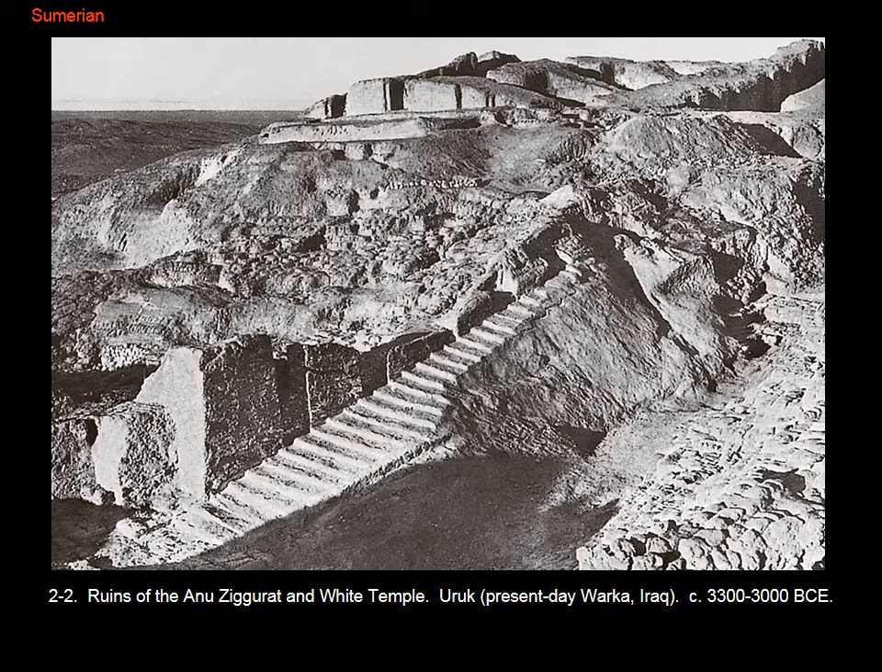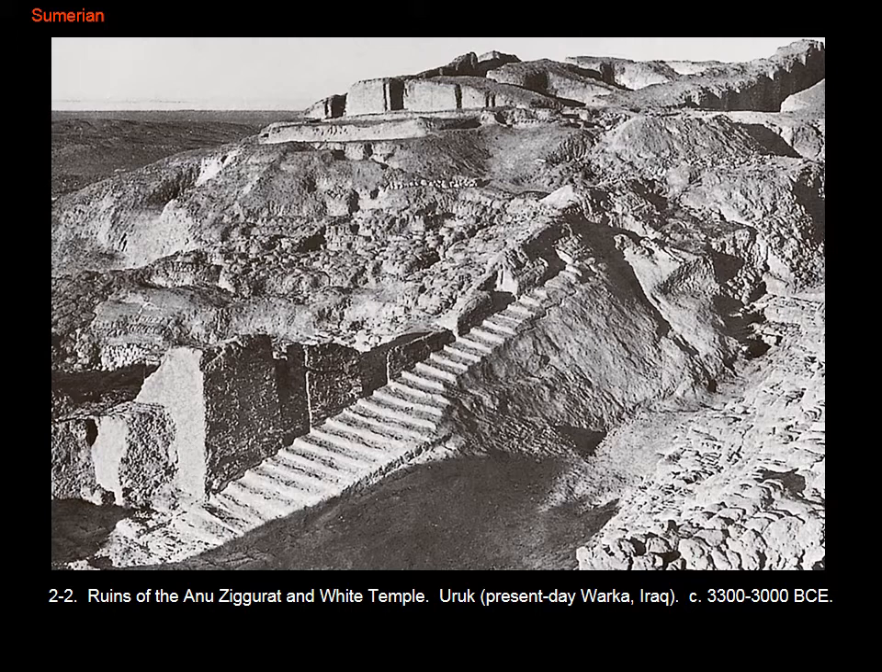In other words, they made things to last. We're not going to talk about Sumerian houses in this class. Houses don't survive. They were temporary structures like they are today. What does survive for the Sumerians tells us a lot about religion, which again seems to be at the heart of Sumerian culture. So we begin by looking at this structure, which is the ruins of the Anu Ziggurat and the White Temple.